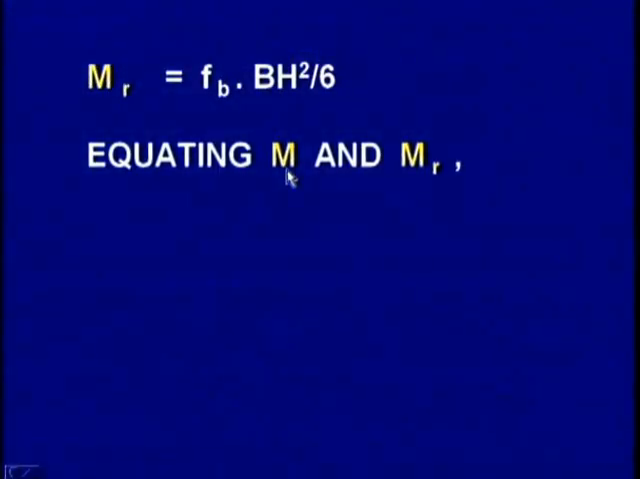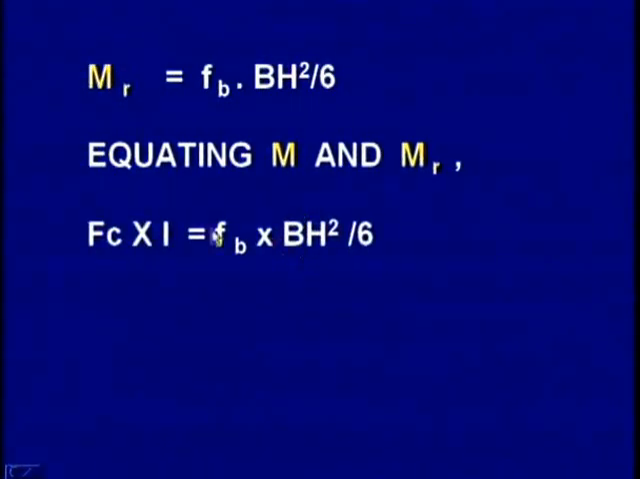So the maximum limiting condition is equating these two things. The applied bending moment M and the resisting bending moment MR are equated, and by equating we get this equation: Fc into L is equal to Fb into Bh square by 6. This is the applied bending moment on the cutting tool by virtue of the cutting forces and overhanging arm length, and Fb Bh square by 6 is the material property which is resisting the applied bending moment.